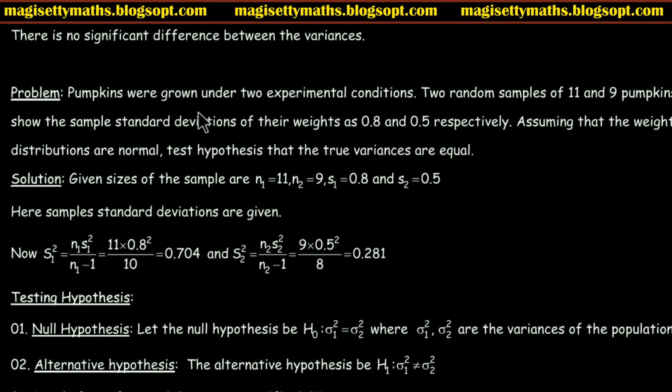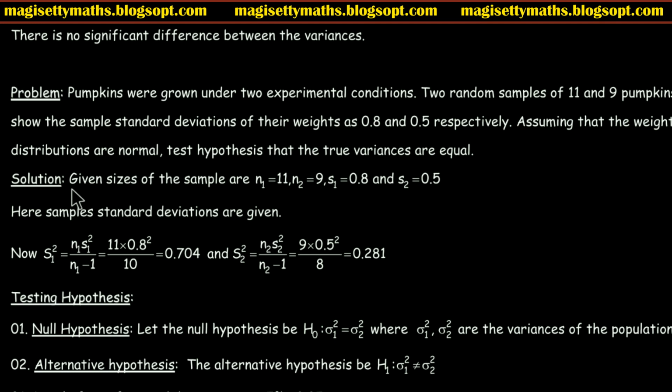Now, clearly in this problem, given that the two samples are of sizes n1 equals 11 and n2 equals 9, the standard deviations are s1 equals 0.8 and s2 equals 0.5. So variance is s1 square and standard deviation is s1. Now given standard deviations 0.8 and 0.5 respectively, we have to check whether there is any significant difference between population variances. So this is the F test.